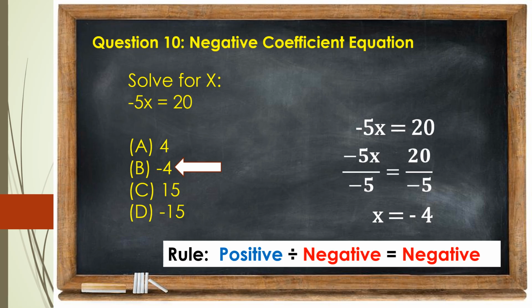Now, look at the signs. A positive number divided by a negative number always results in a negative number. Therefore, our answer must carry a minus sign, giving us negative 4. Option A is a major trap because it leaves out the negative sign. Congratulations to everyone who selected letter B.